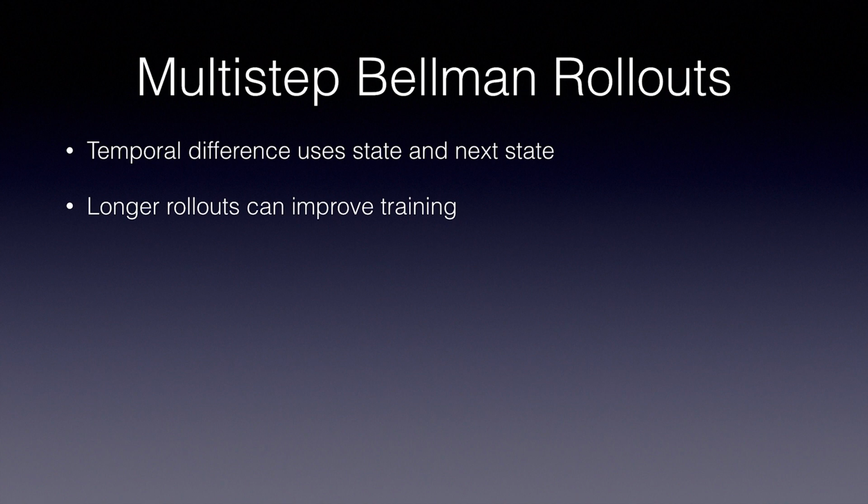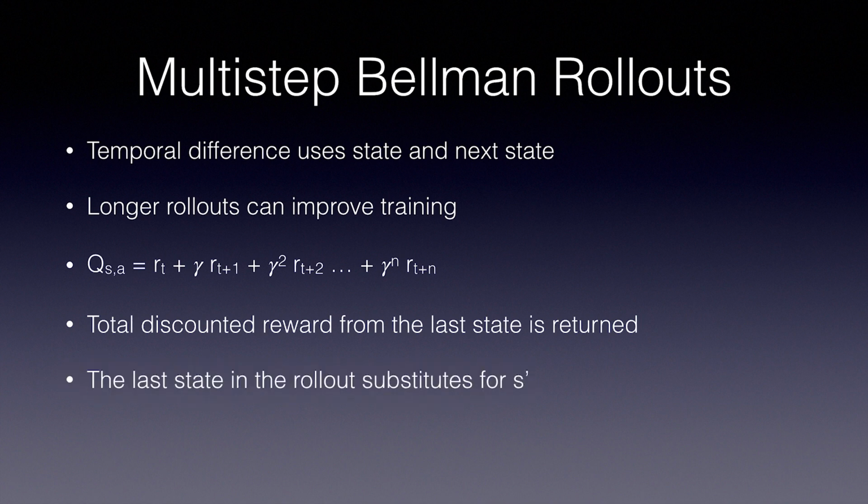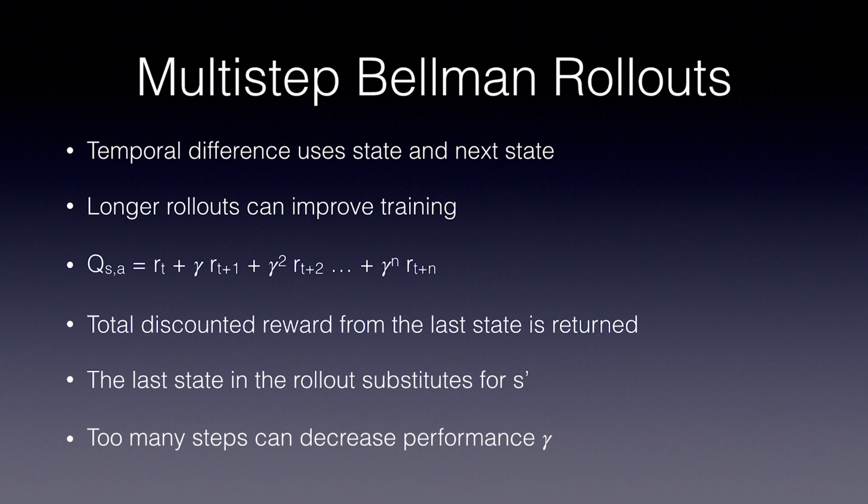To calculate returns in practice, we loop backward through the rewards from last to first, multiplying by gamma at each step except for the first. Basic Bellman equation again. The total discounted reward and the last state is returned. The last state in the rollout substitutes for S prime during training. Too many steps will decrease performance, so this is a hyperparameter that needs to be tuned.